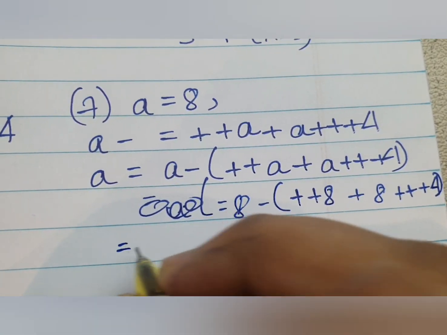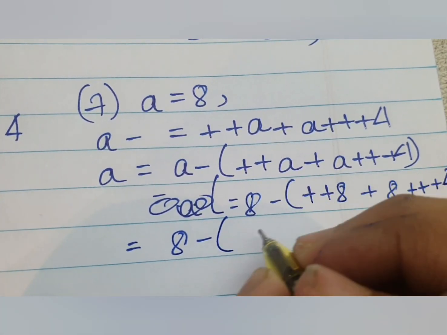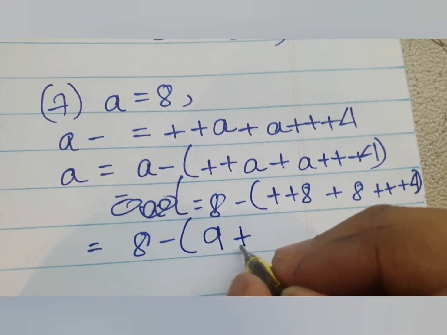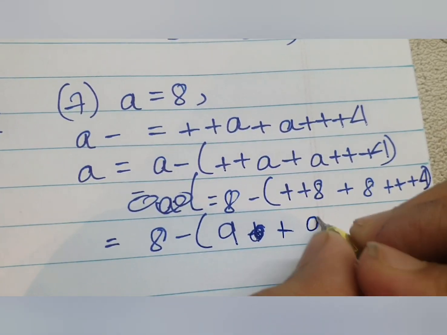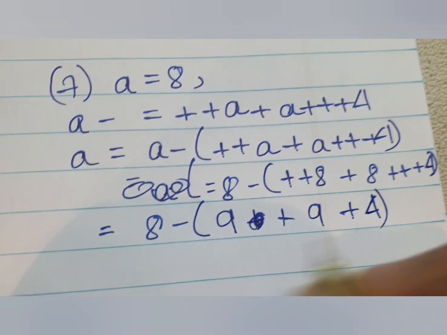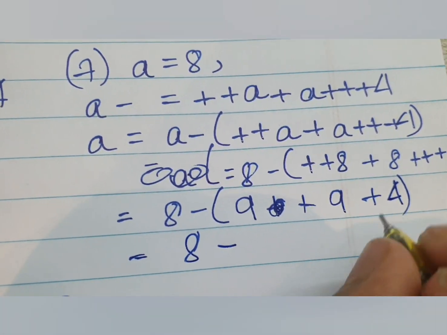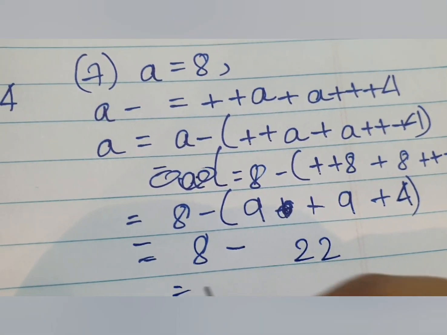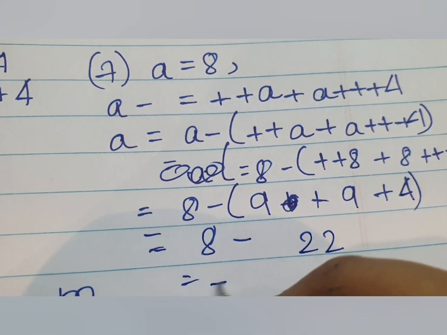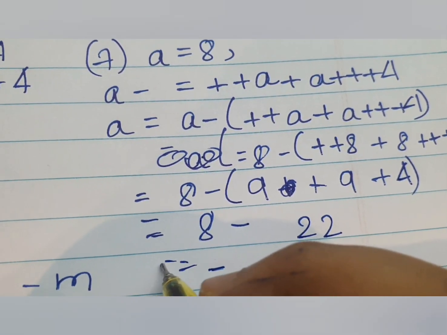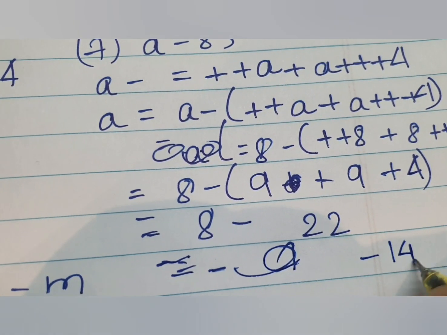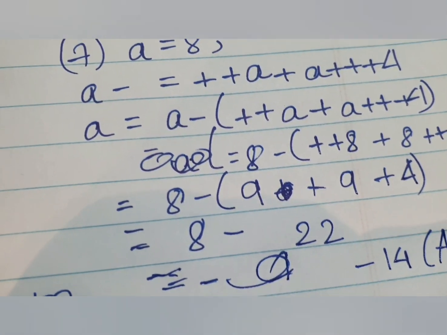So A will be A minus, so this will be 8 minus (++8 + 8++ + 4). Alright. So 8 minus, ++8 is what? 9. Plus 8++, now it will be 9 plus. That will also be 9. Sorry, that will also be 9. So this will be 4. So 8 minus 9 plus 9 is 18, plus 4 is 22. And then 8 minus 22, of course, it will come in negative sign. But what will it be? It will be 14. So that is the answer.